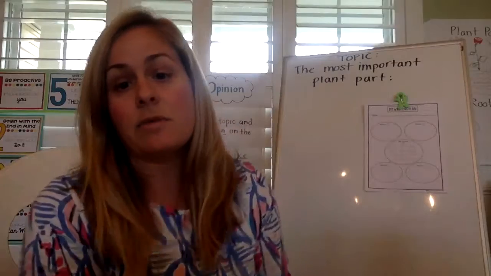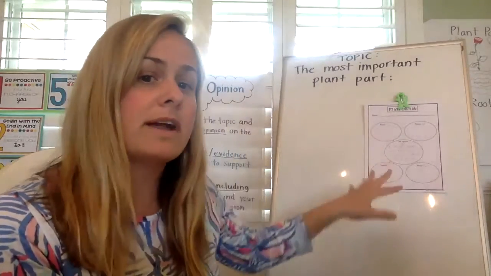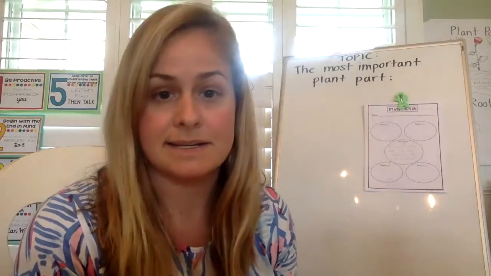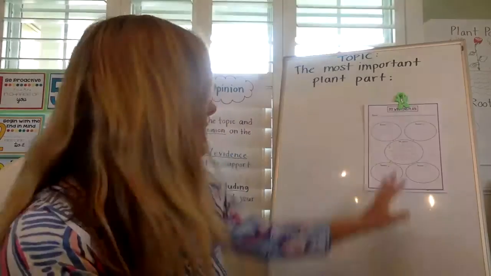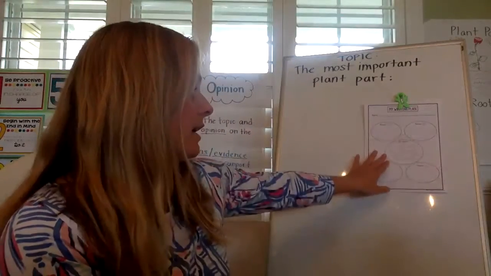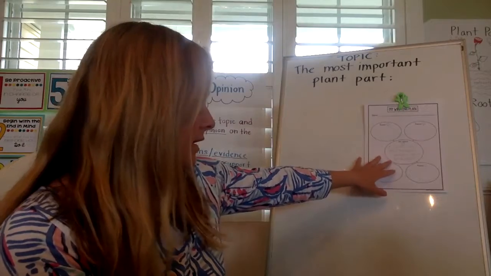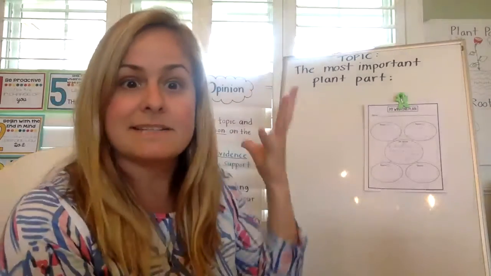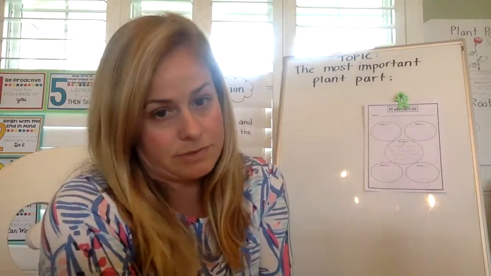Now, that was a whole sentence, but when you're using a graphic organizer, you don't have to write in whole sentences. You can just write down your simple ideas, your thoughts and feelings about that topic. So here's my opinion. I think roots are the most important part of a plant. And then there's 4 different bubbles for light bulb ideas, reasons why I think the roots are most important.